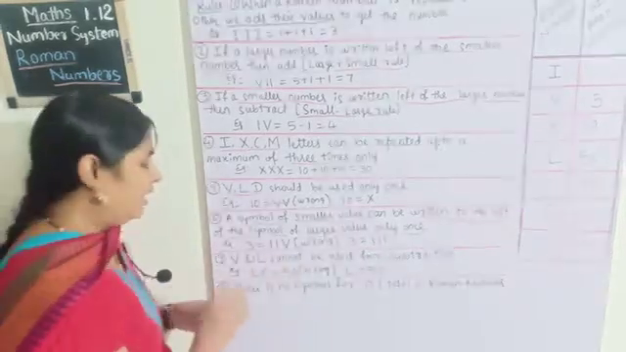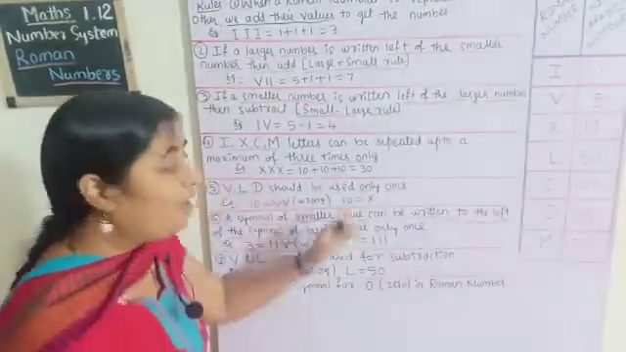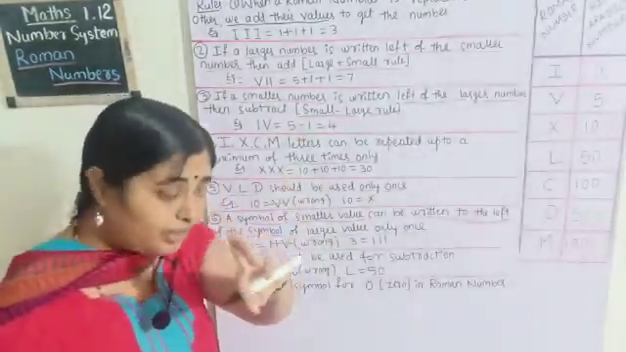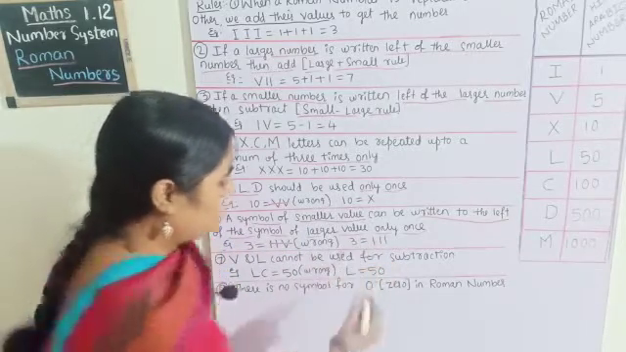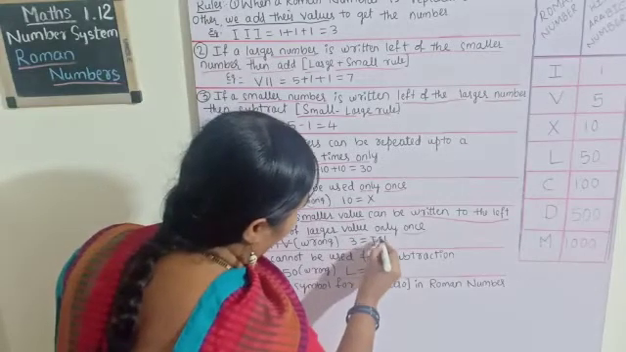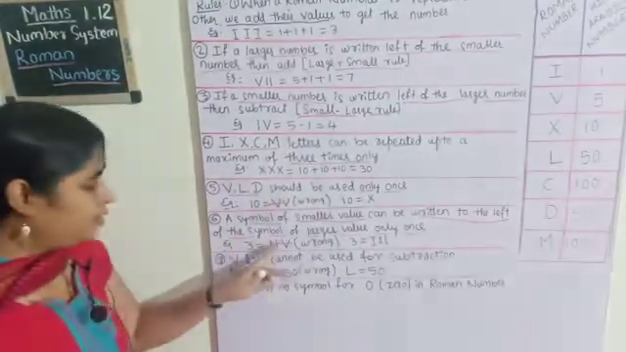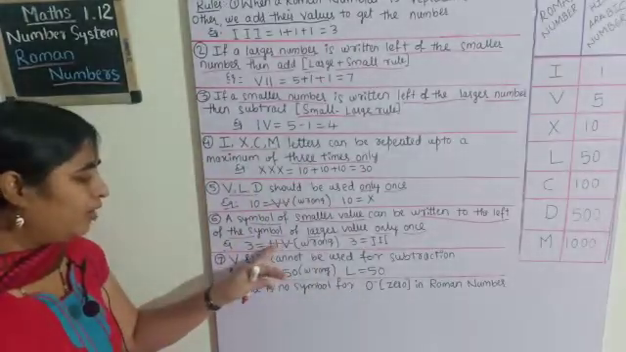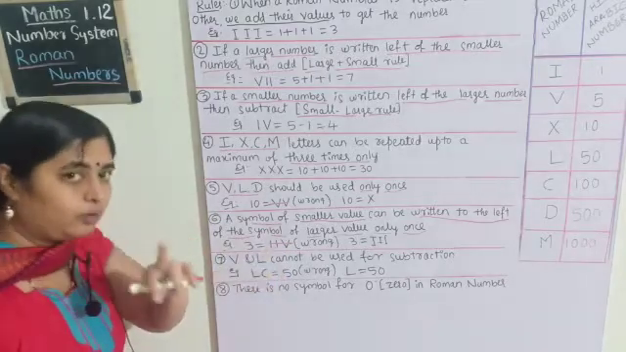We cannot write like this. This is wrong. How do I have to write it? Anyway, I can be repeated 3 times, so I have to write I I I. This is the letter I, not the number 1. Don't get confused. This is wrong. Whenever a smaller symbol is used, we can use it only once, not more than once.